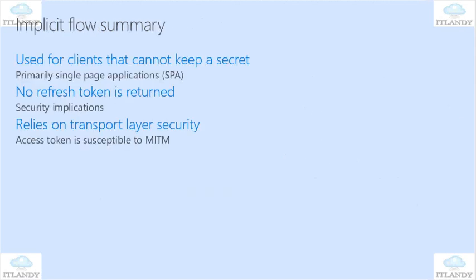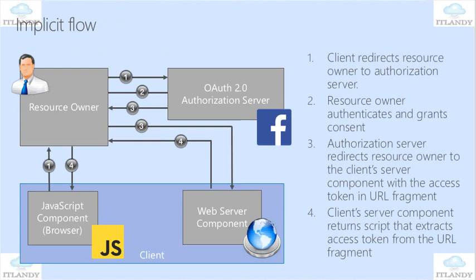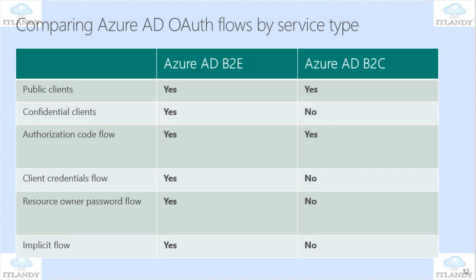The implicit flow summary: used for clients that cannot keep a secret, like SPA pages. No refresh token is returned, and security relies on the transport layer. The client redirects the resource owner to the authorization server, the resource owner authenticates and grants consent, and the authorization server redirects the resource owner with a URI fragment. Then the server component, which retains the secret, extracts the token from the URL, like Node.js or Java components; they all do the same thing here. SPA means single page application.